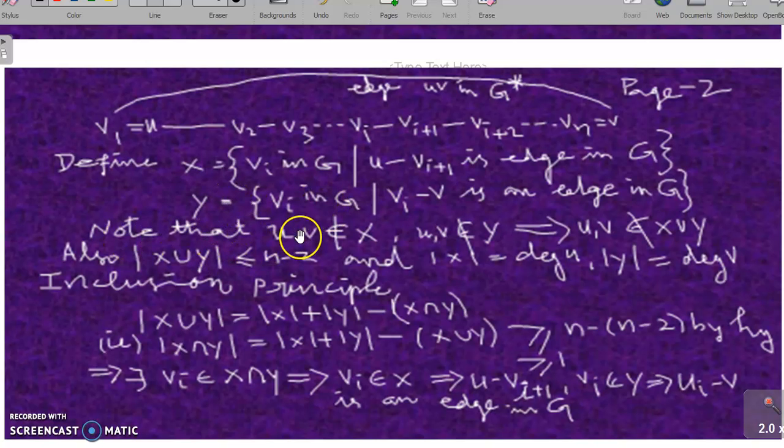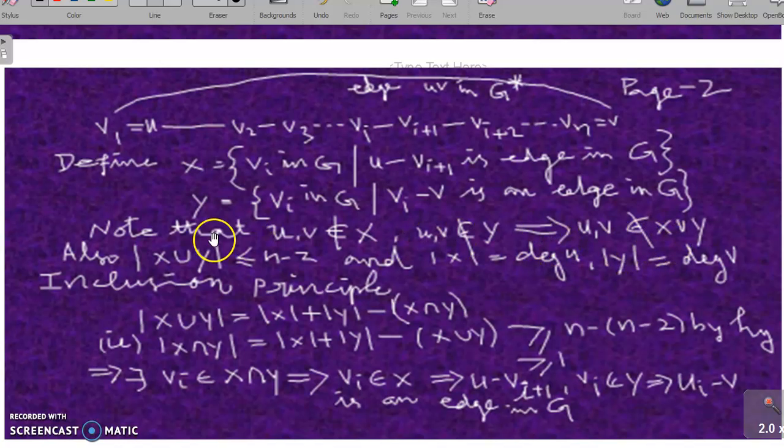Now note that u and v do not belong to X. See here, by the definition of X, u and v do not belong to X, as well as u, v do not belong to Y, because u is here, v is here. It is impossible to include this in the individual set. Am I correct? Therefore, uv does not belong to X, uv does not belong to Y implies u, v does not belong to X union Y. This is a conclusion for us.